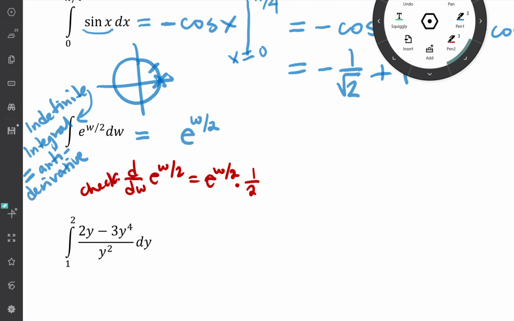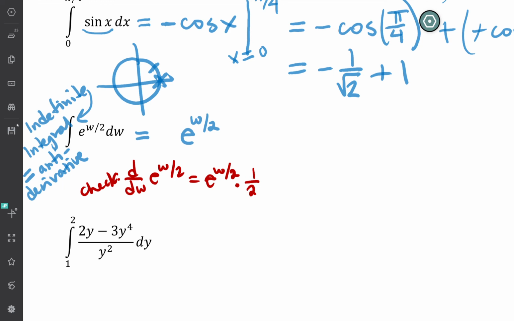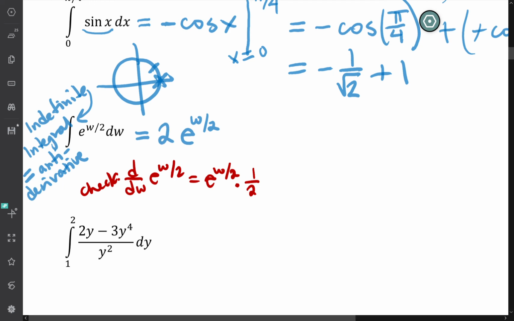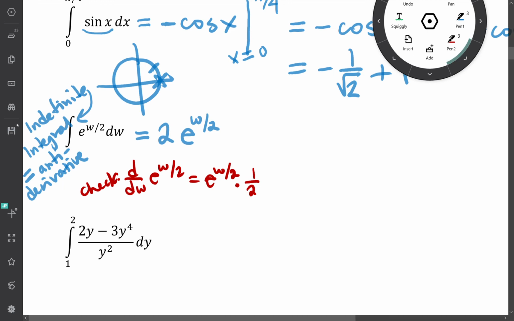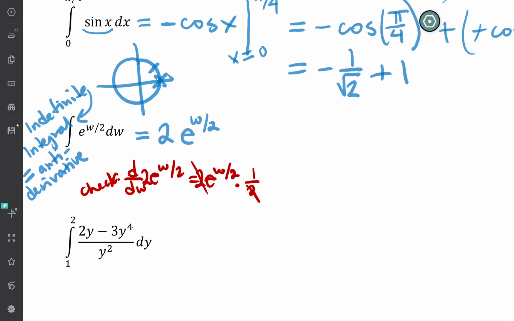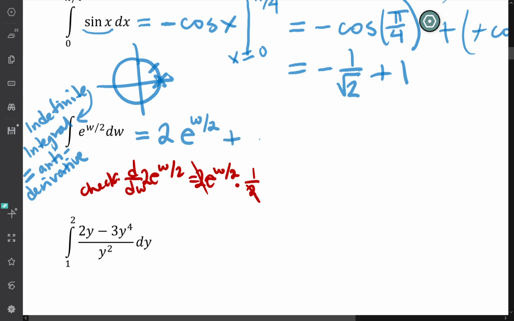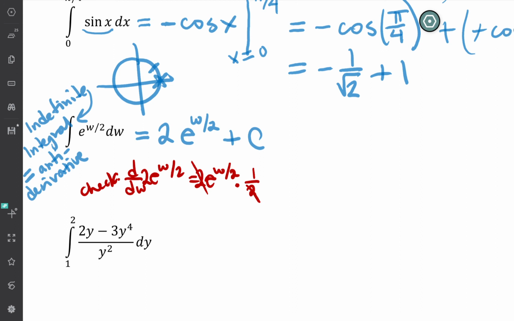And this is not quite right because I don't want a 1/2 to end up out in front, so I'm going to throw in an extra 2, which would then cancel it out. So now I have a 2 e to the w over 2. And you can see that the 1/2 and the 2 cancel, and I get exactly what I want. So I'm pretty close. One last thing I need to remember: the antiderivative, so the indefinite integral, is the antiderivative, not just one of them, and needs a plus c.